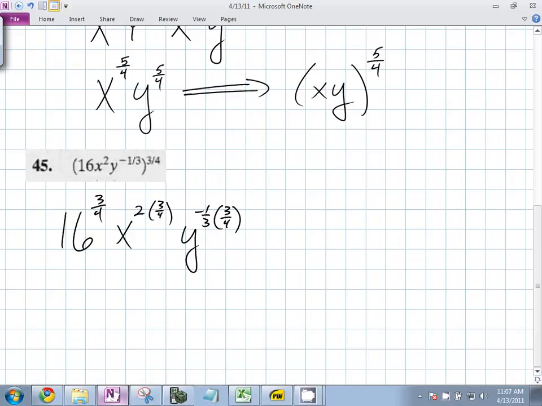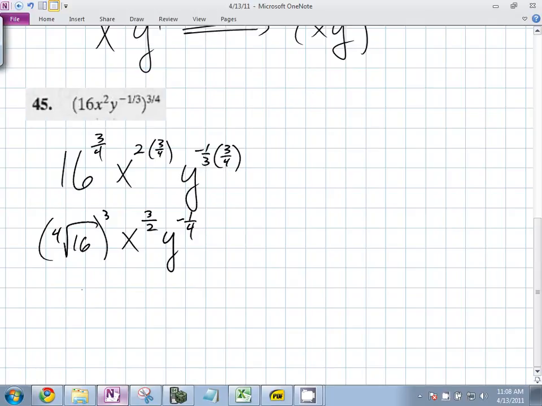What does 16 to the 3/4 mean? Can someone say it out loud? What? 4th root of 16 to the... Yeah, you could do this. This is one way to think about it. 4th root of 16 to the 3rd power. X to the what power? Y to the... What's the 4th root of 16? So 8 times x to the 3/2 over what?